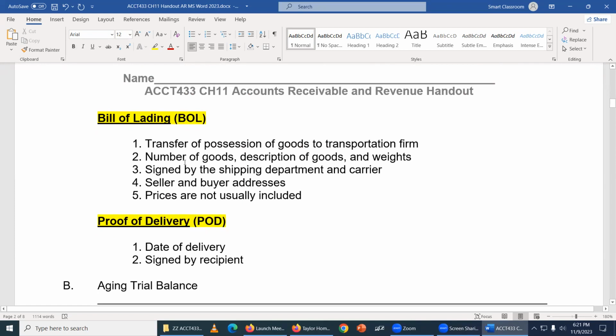Okay, so bill of lading is a really important document, and if you're auditing accounts receivable and sales and all that, it's going to be a big one. A bill of lading is when you're shipping something.